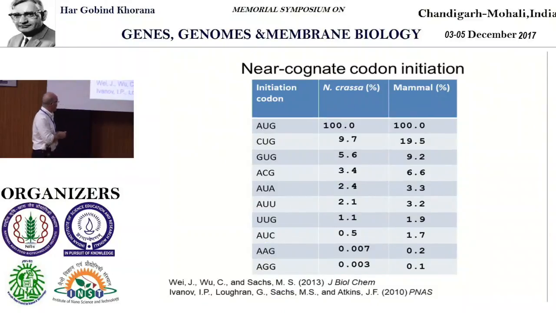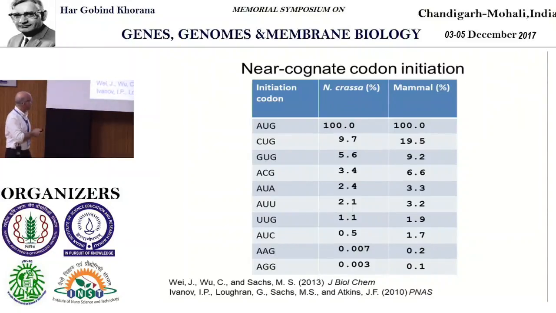And with Ivaylo Ivanov, a longtime collaborator, and John Atkins, we also did very similar work in mammalian cells. And of course, what you see immediately is in a good initiation context, CUG is a pretty good initiator, right? Now, how often do we talk about CUG-initiated proteins? Not so often, and I'll return to that.